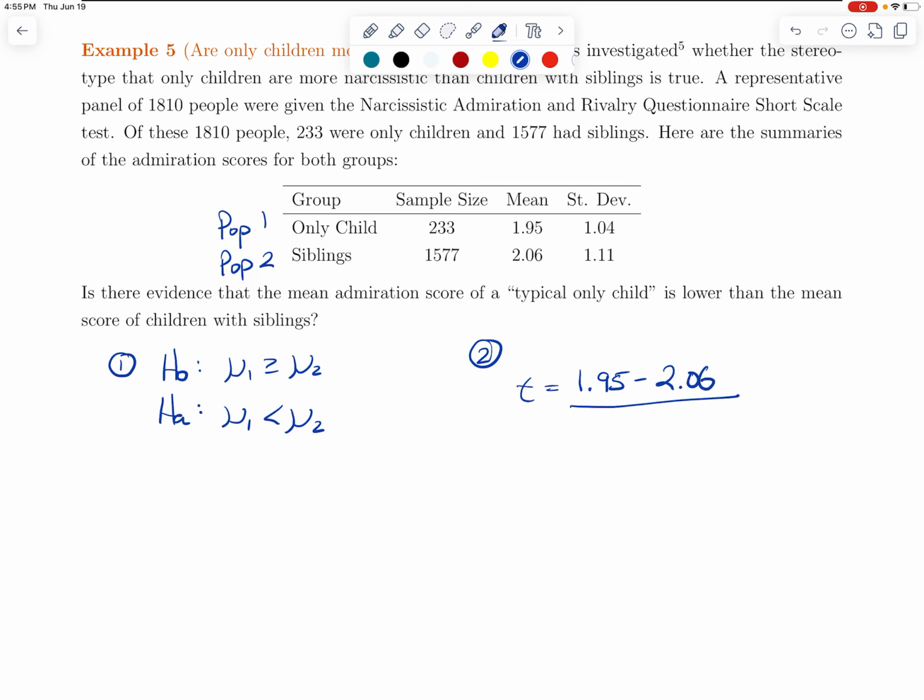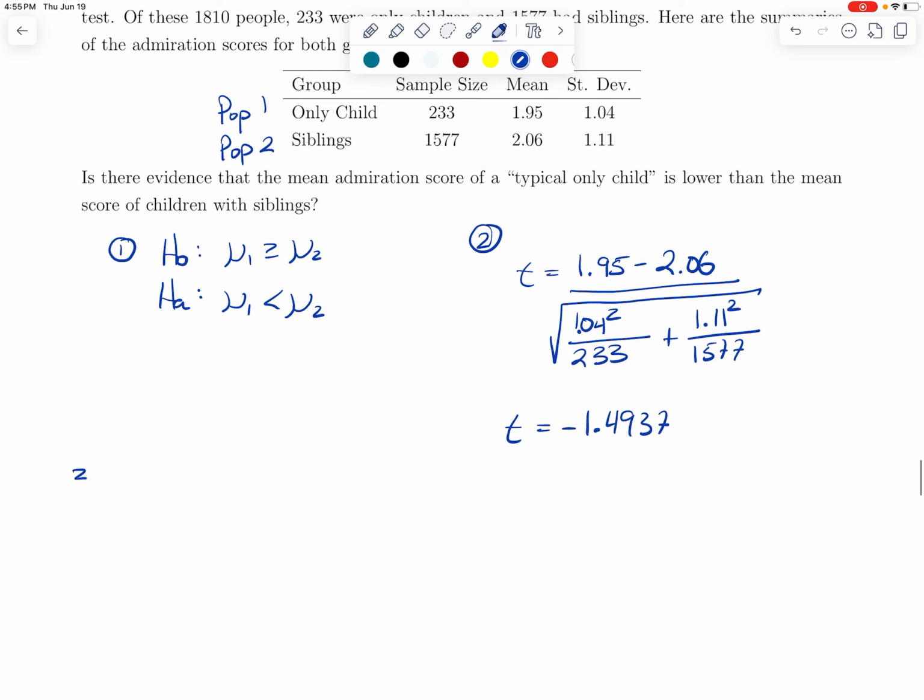I'm going to divide by the square root of the first population's standard deviation, 1.04, square that, divide by the sample size of 233. You don't square the sample size. Then I take the second population standard deviation, 1.111, square that, divide by that sample size. Those are very different sample sizes. When you run this, you should get t is negative 1.4937.